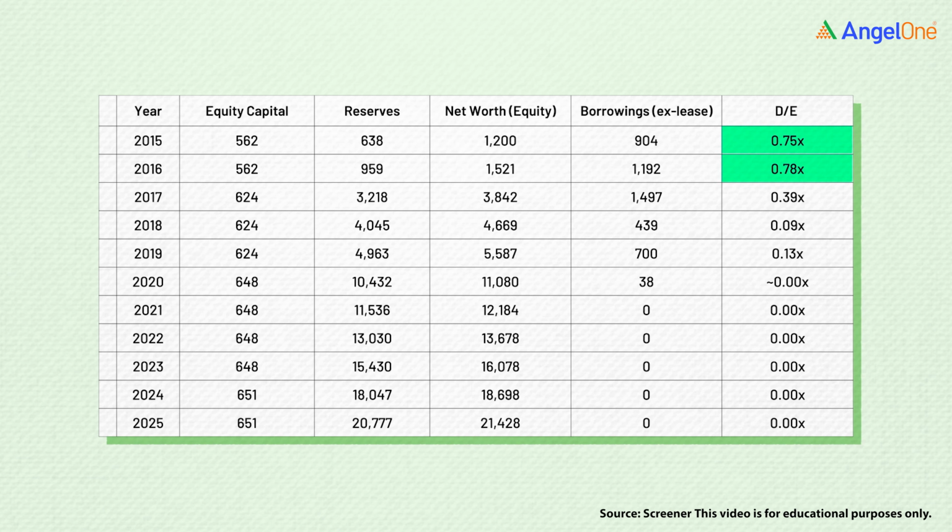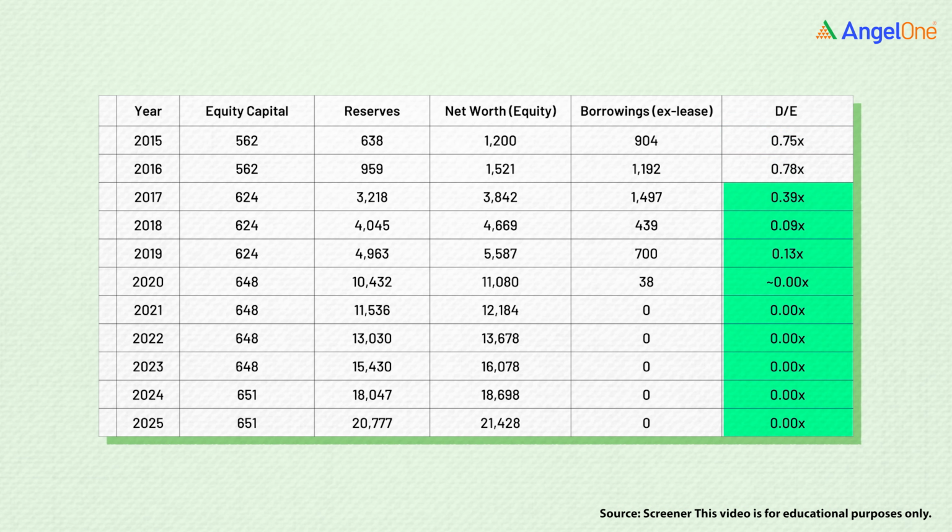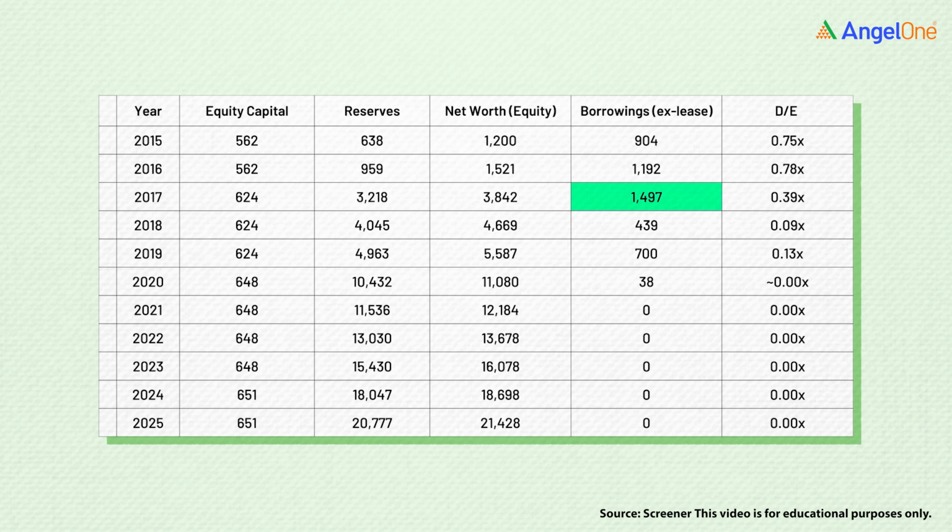2014 to 2016, DMart operated with moderate debt. That's 0.7 to 0.8 DE to build its initial store base. Then after the IPO, borrowings dropped dramatically. Debt fell from 1,497 crore to 38 crore by 2020. And if you look at 2020 to 25, you will see that the financial borrowings are zero or negligible. Net worth jumped from 11,000 crore to 21,000 crore. DE effectively became 0.00 for 5 consecutive years.